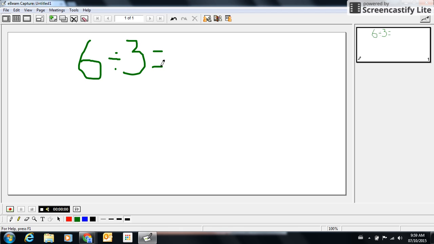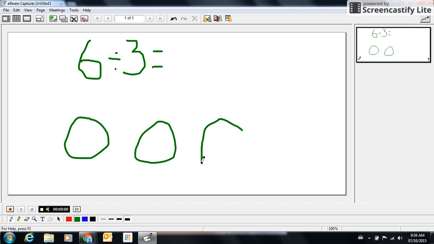So how do we do that? Well, a couple different ways. I'm going to just draw a circle. There's the first person, second person, third person. One thing I would do is take my $6 and share it equally. That's what dividing is. So I would give this person $1, this person $1, and this person $1.